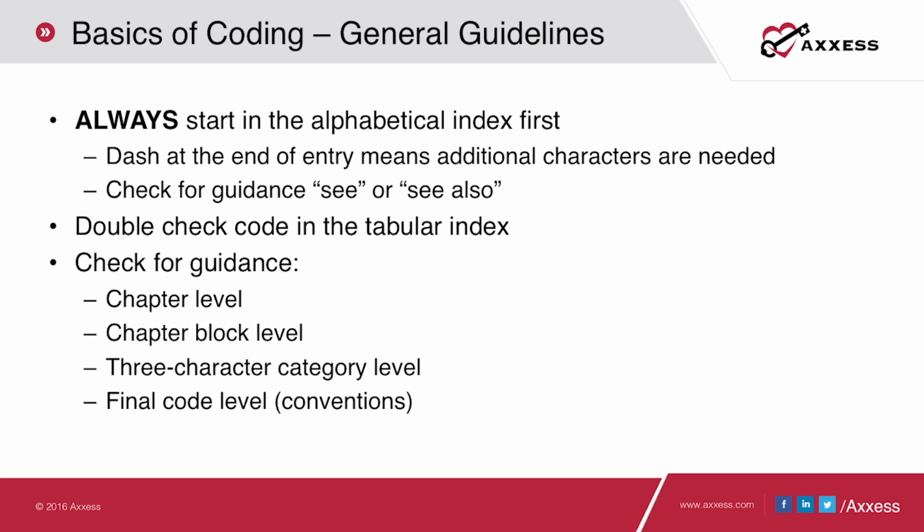Once you have looked in the alphabetic index, you're going to double check the code that you find in your tabular index. And once you're in the tabular index, which is the second part of your code book, that's where the diagnoses are laid out in different chapters according to body systems, you're going to look for guidance at the chapter level, at the chapter block level, at the 3-character category level, and then the final code level. There may be conventions or additional instruction at that level as well.